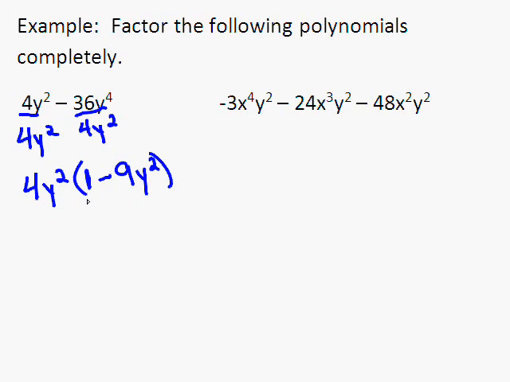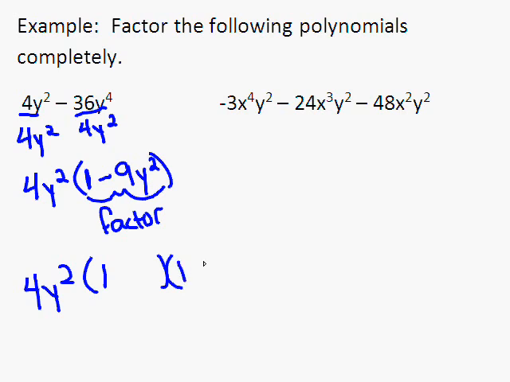Then what we're going to do is look inside of the parentheses as if this is a brand new problem, and see, can we factor the inside of the parentheses any further. Now if you remember, the inside of the parentheses is a difference of squares. So the way we factor that is we take the square root of 1, which is 1, and that becomes our first term in our two sets of parentheses. Then we take the square root of 9y squared, which is 3y. And we get plus 3y and minus 3y.